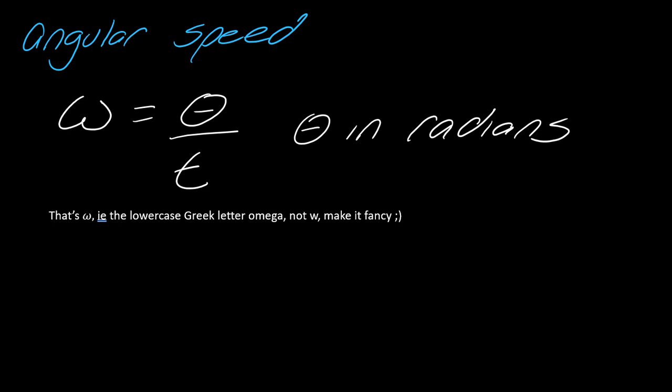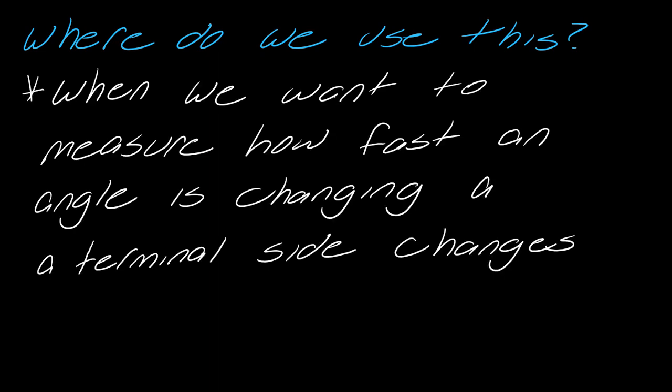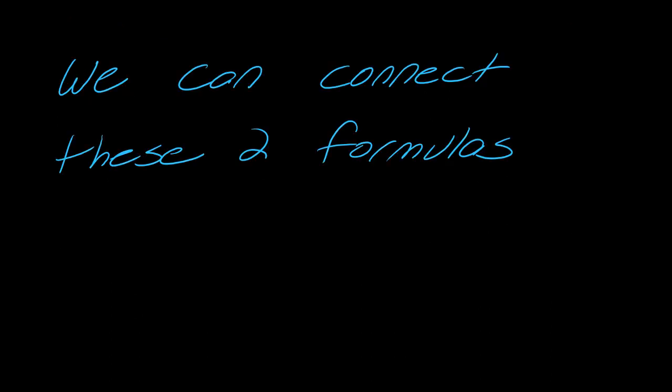Anyways, where would we use angular speed? Whenever we want to measure how fast the angle is changing. You have your initial side and then a terminal side that is moving along the unit circle. How that angle changes is when we would use angular speed. We'll see some examples of that in this video.